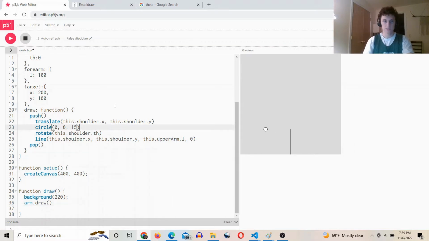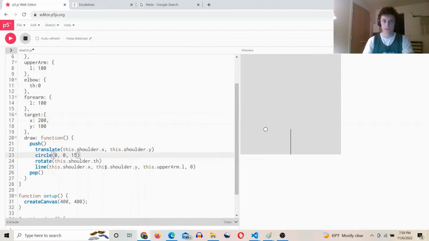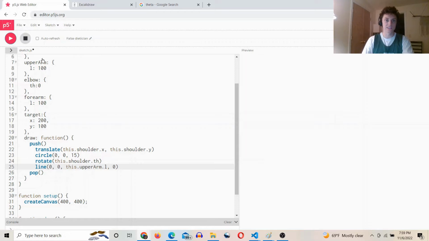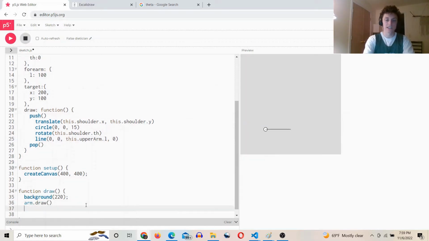So we translated and we drew a circle, and we rotated, and then, oh yeah, we'll go from 0, 0, right? Because our whole coordinate system is at the shoulder already, so we don't need to translate again. There we go. All right, and now if I were to say arm.shoulder.theta equals mouse x divided by 100, you can see we get some rotation.